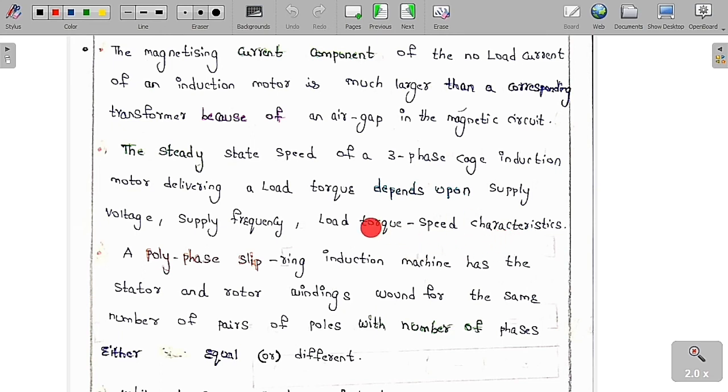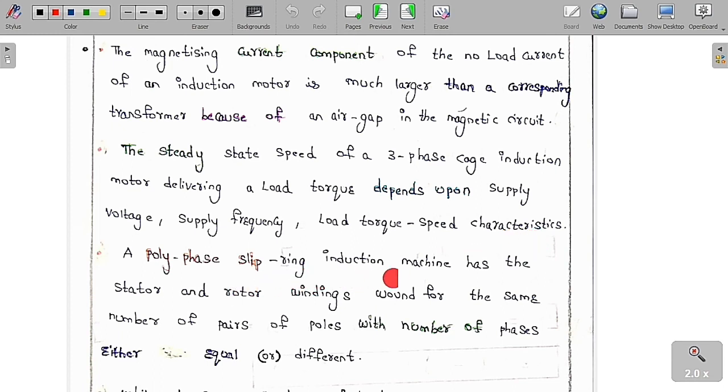So simply we can say that the steady state speed of a three-phase squirrel cage induction motor delivering a load depends upon the supply voltage, supply frequency, and also the load torque-speed characteristics. So based on these three things, finally the steady state speed of the squirrel cage induction motor gets decided.